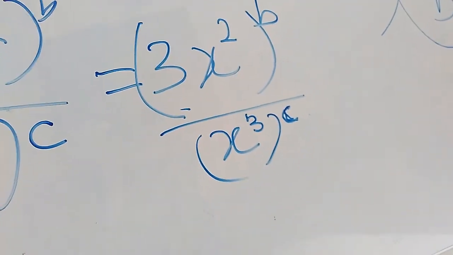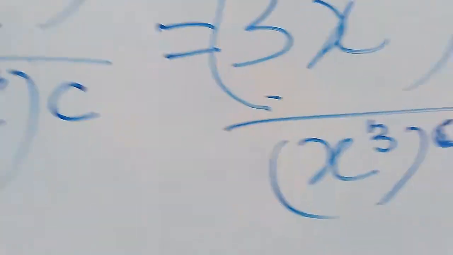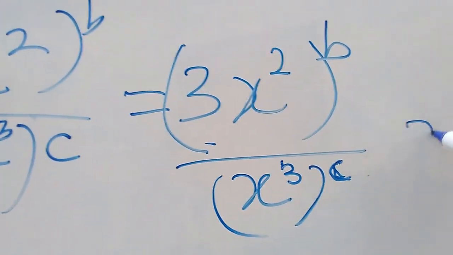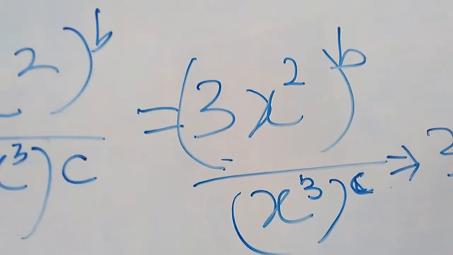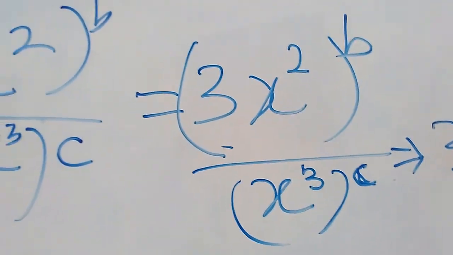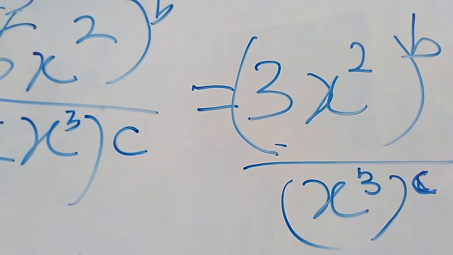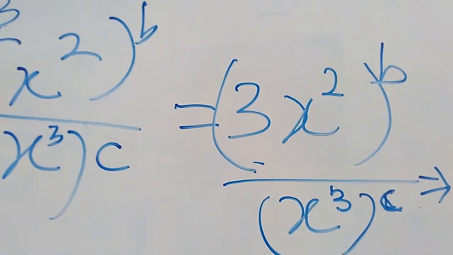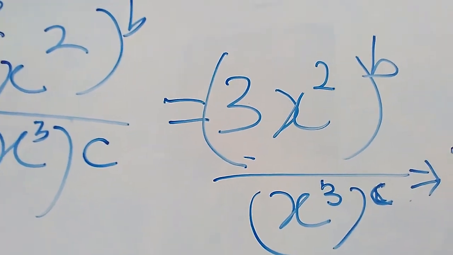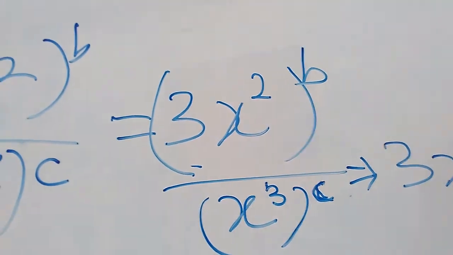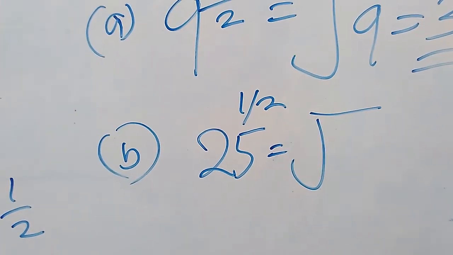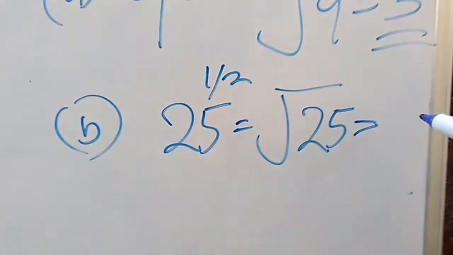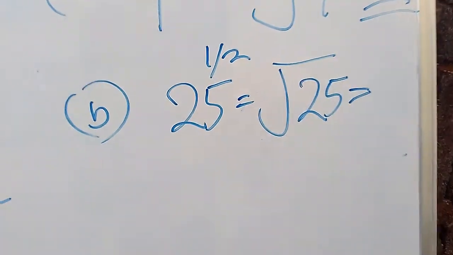So we can still simplify this further, like this. You now have 3x squared times b. Here we have applied 25 raised to the power one half, which is still the same thing as the square root of 25, which is equal to 5.